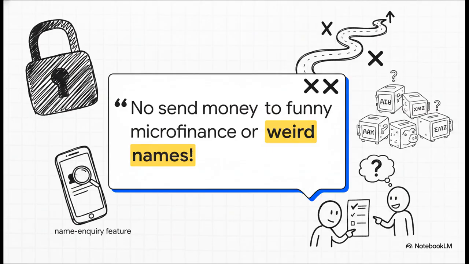Rule 4 is a huge one for catching fake sellers. Verify strange bank names and routes. Make sure say the bank account name match what in the person carry mouth talk. No send money to funny microfinance or weird names. Scammers frequently use mule accounts opened with stolen identities. You always want to use your banking app's name inquiry feature to confirm that the beneficiary's actual account details match who they claim to be.